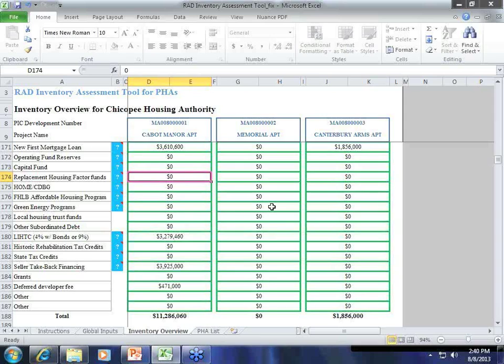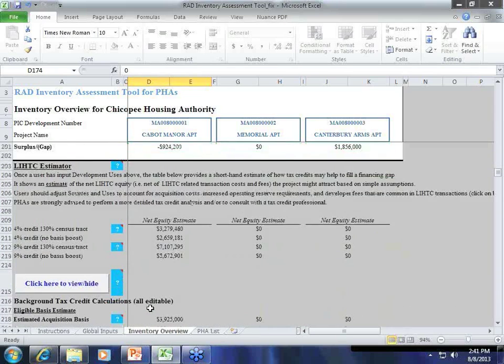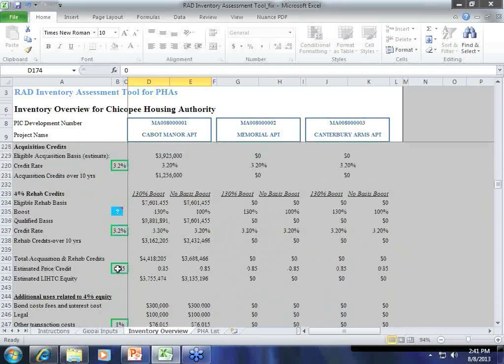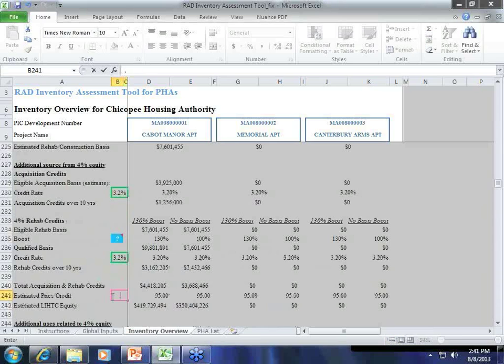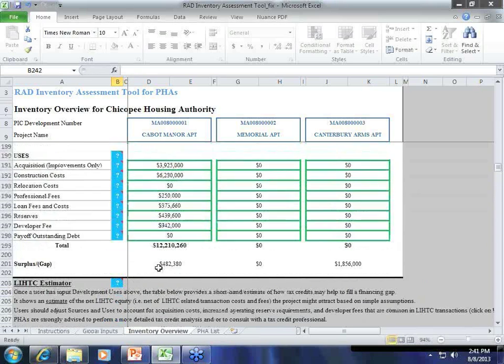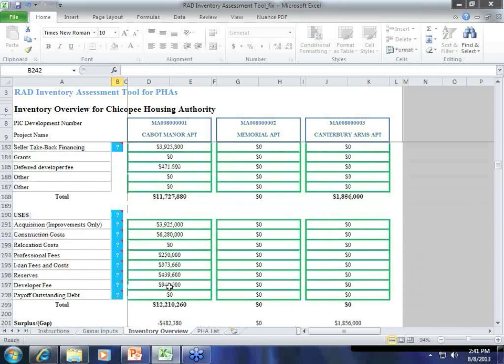And there are some things that you'll want to tweak. For example, if you're in a hot tax credit market, it may be that the investor would pay more than 85 cents on the dollar, which is the assumption that I think is built into the LIHTC estimator. So if they, in fact, will pay 95 cents on the dollar, that's going to come pretty close to closing your gap. You may be able to just change it to 95 cents, and let's see what happens. In fact, we are very close now.